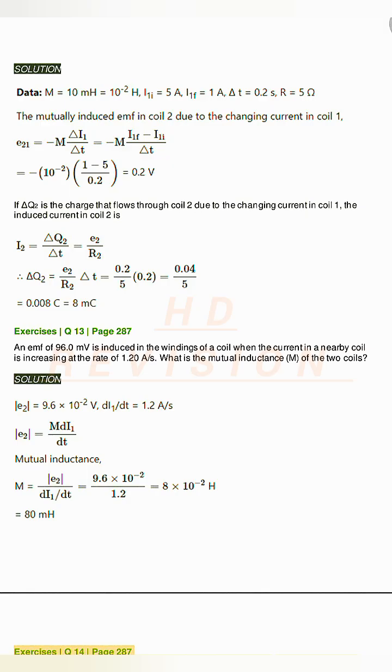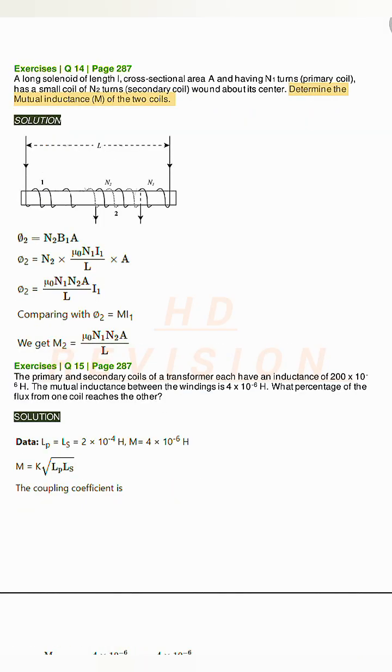Exercises Q14, page 287. A long solenoid of length L, cross-sectional area A and having N1 turns, the primary coil, has a small coil of N2 turns, the secondary coil, wound about its center. Determine the mutual inductance M of the two coils. Solution.